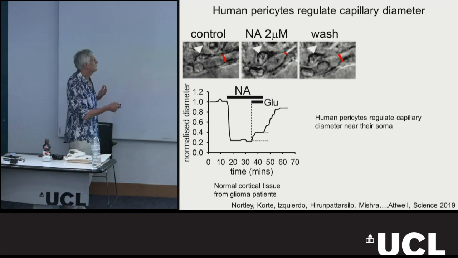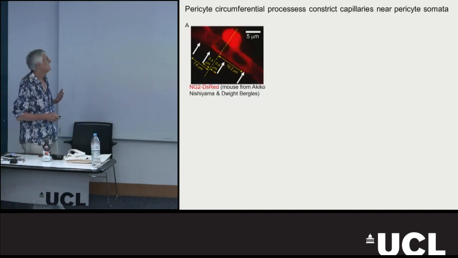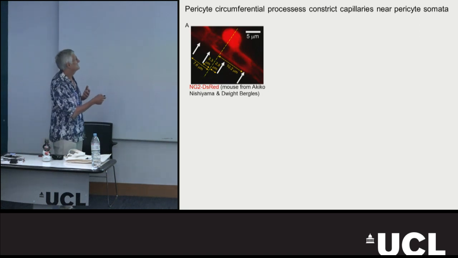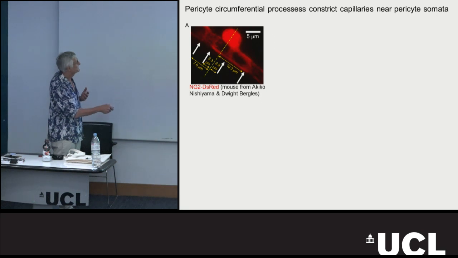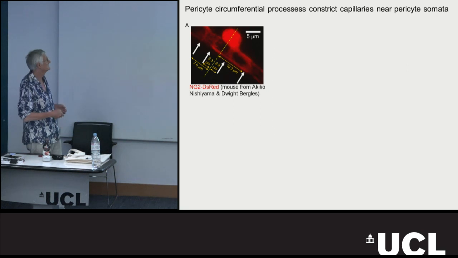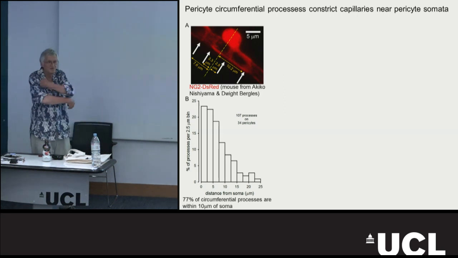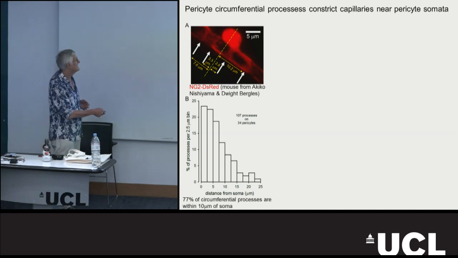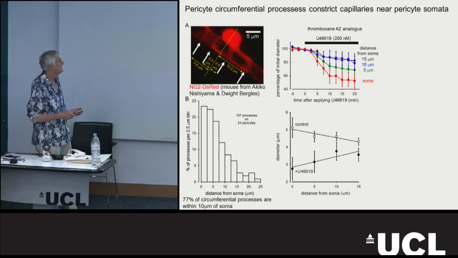So why is it important that they regulate diameter near their soma? Why is that the case? Well, if you image transgenically labeled pericytes, you find they don't just have processes going along the vessel, they put circumferential processes around the vessel as well. And in fact, if you count the distribution of these, you find that about 80% of the circumferential processes, which are the ones that can squeeze the vessel, are within 10 microns of the soma. Okay, this is going to be important for what happens in a minute.